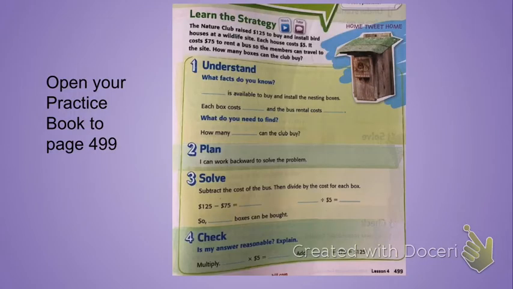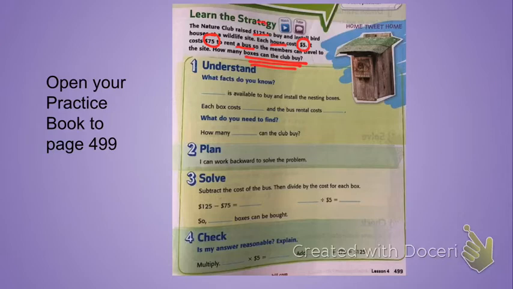So we have our first scenario set up. It says that a club raised $125. Let me get a red pen so we can see it easier. $125 to buy and install birdhouses at a wildlife site. So each house costs $5. And to rent a bus, it costs $75. So the members can travel to the site to put up the houses. They want us to figure out, all right, how many boxes can they buy in all?